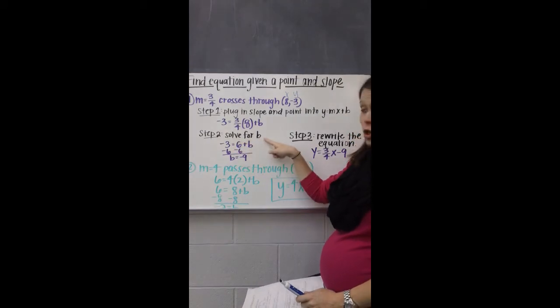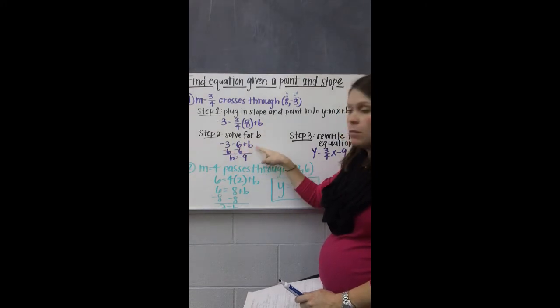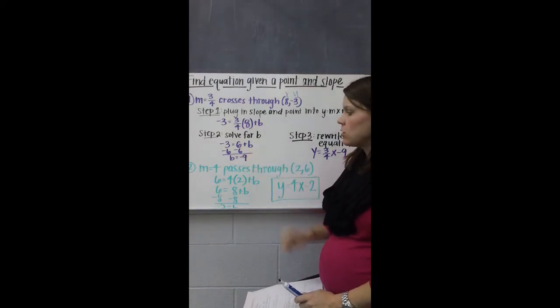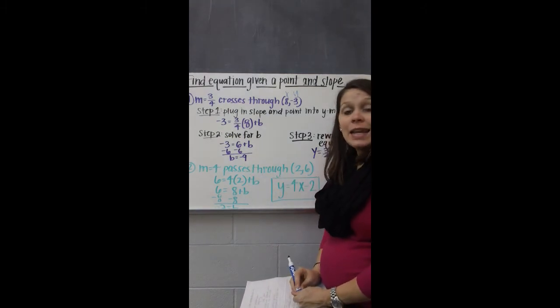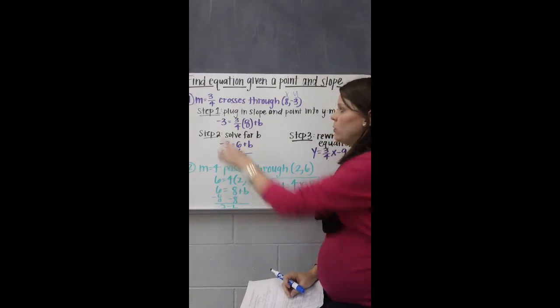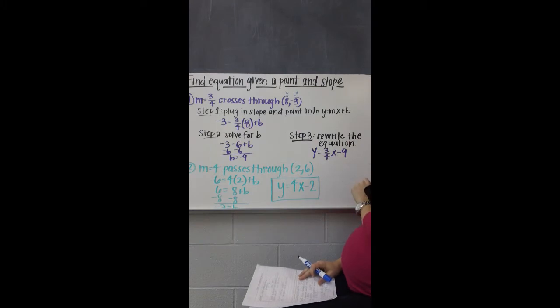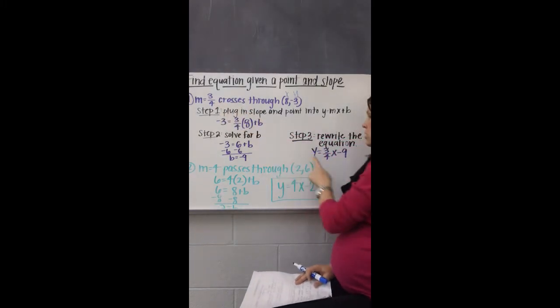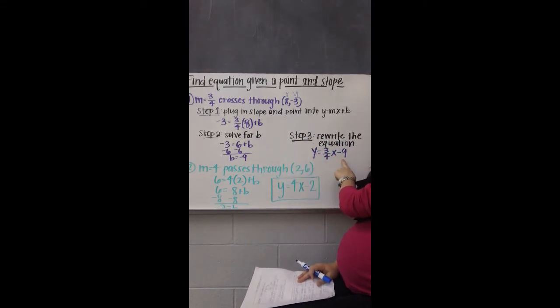Step 2, we're going to solve for our y-intercept. So 3/4 times 8 is 6, and now we need to get b by itself by subtracting 6 on both sides. So my y-intercept equals -9. Now we have the two pieces of information that we need to write the equation. We have the slope and we have the y-intercept. So step 3 is rewrite the equation in slope-intercept form. Y equals 3/4 as our slope, x, minus 9 as your y-intercept.